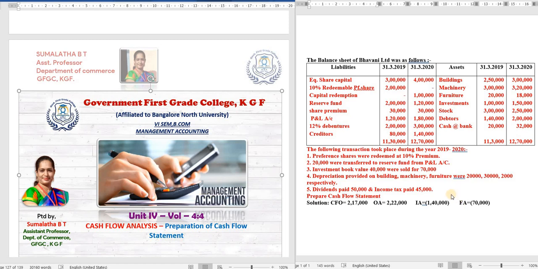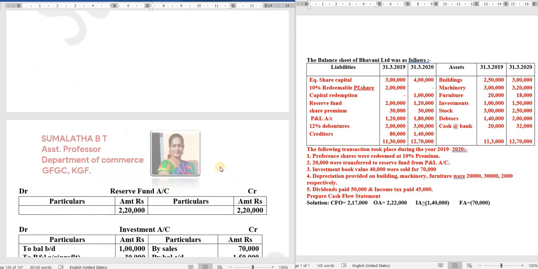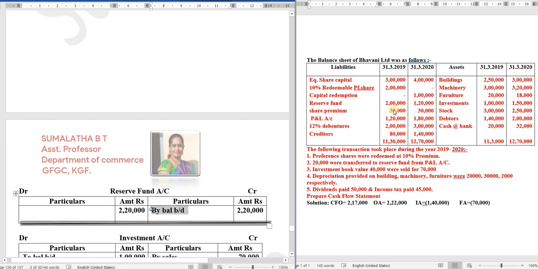So now let us see how to prepare the different accounts and how to go for preparing the cash flow statement of Bhavani Limited. Let us check. First we'll prepare the reserve fund account. In the reserve fund account, take the opening balance and closing balance. How much is the opening balance? 2 lakh is the opening balance.